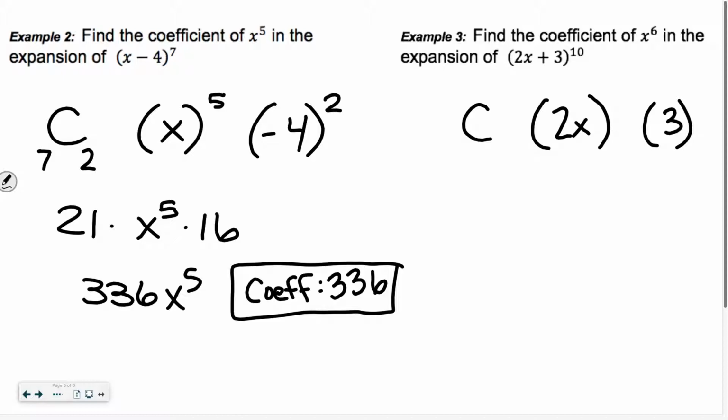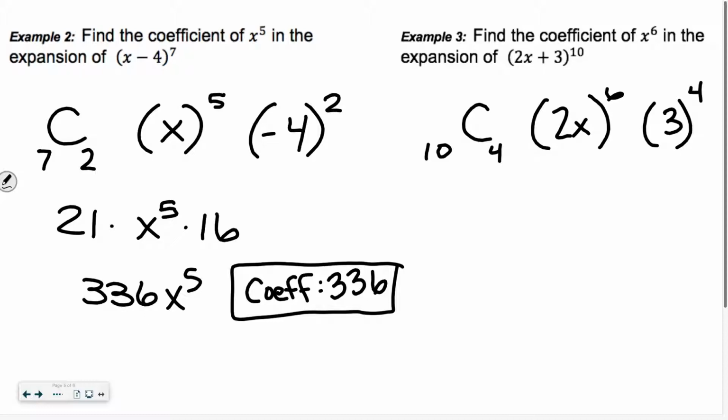Okay, total that I'm choosing from? 10. Number that I'm choosing? 4. 4. Matches the one on the outside. And this one must be 6 to get x to the 6.